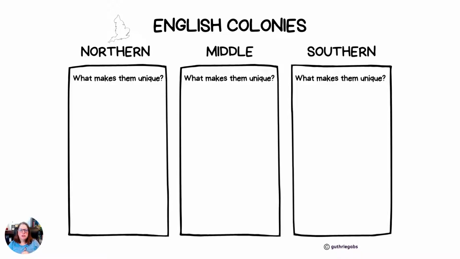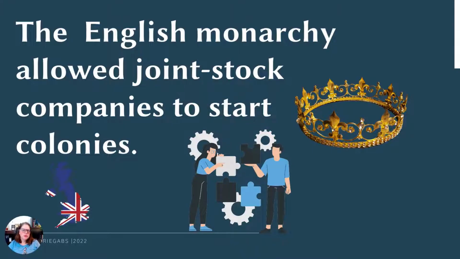All right, so let's look at the English colonies. So the English monarchy is not like the Spanish. They're not trying to spread the word of the Catholic Church. They really don't even want to take the risk. They're a little bit tighter with their money. And so they're going to allow joint stock companies to take the risk because they know they can tax the income on those people. And to be sure, the Spanish were also taxing their people.